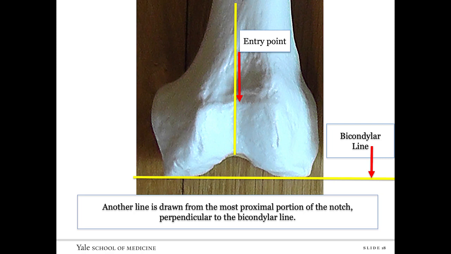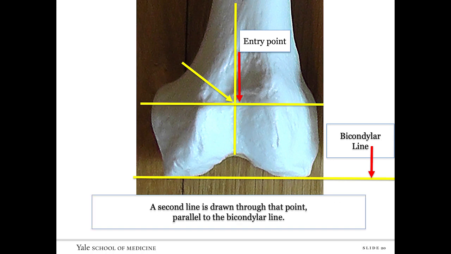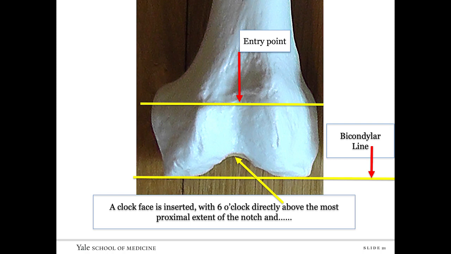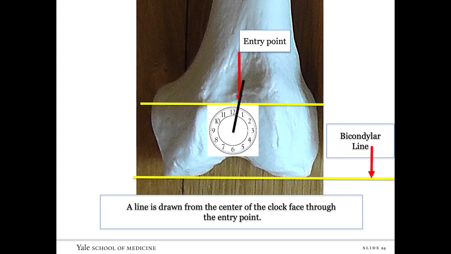We make a line perpendicular to the bicondylar line through the most superior portion of the notch and carry it proximally to the trochlear ridge. Then we draw a second line parallel to the bicondylar line where this perpendicular ends on the ridge. We mount a clock face on this perpendicular line with 12 o'clock touching the proximal line and 6 o'clock touching the most superior portion of the notch. Then it is easy enough to draw a line from the entry point to the middle of the clock face.